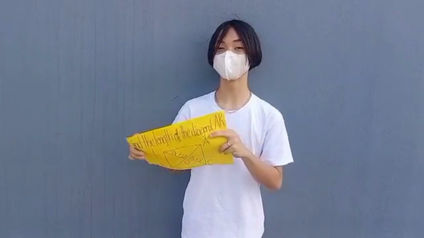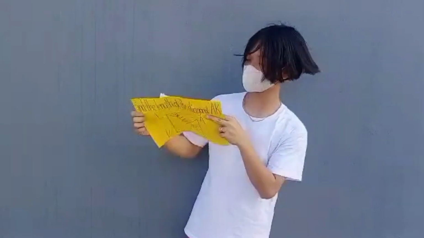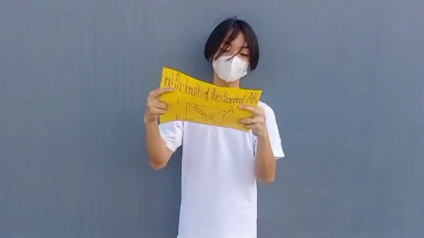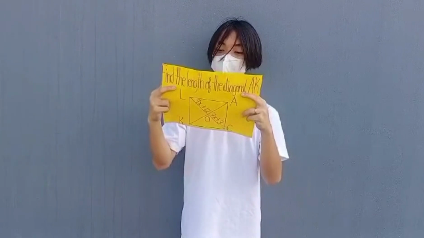Hello everyone, my name is Rajiv Powell, and we need to find the length of the diagonal AK. LO is congruent to OC, so 4x plus 12 is equal to 7x plus 3.